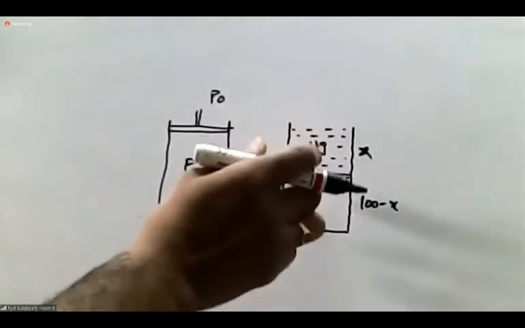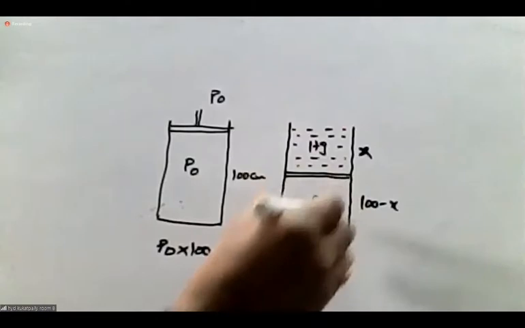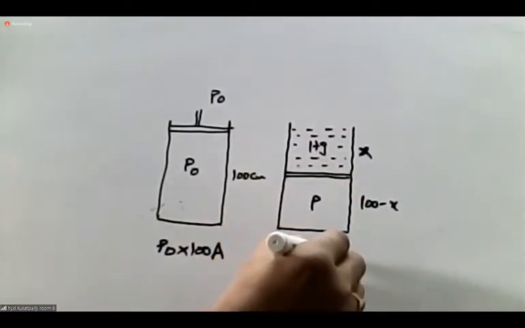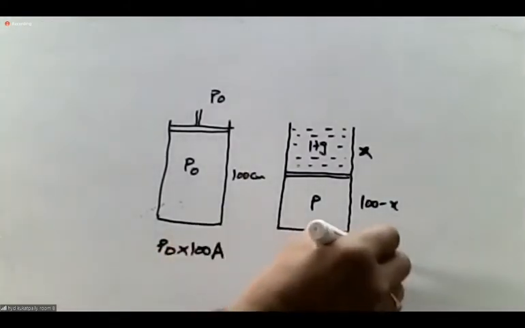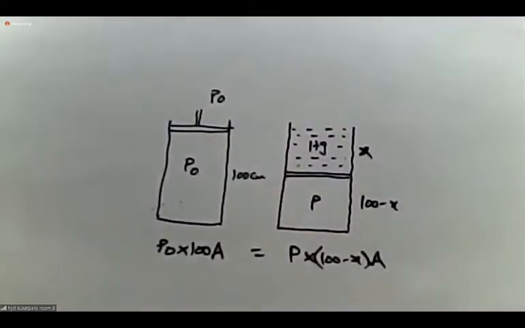When volume decreases, pressure increases. Let the pressure be P here. Then P into 100 minus X you can write, these into area. These are equal, Boyle's law. When you pour mercury, temperature is not going to change.